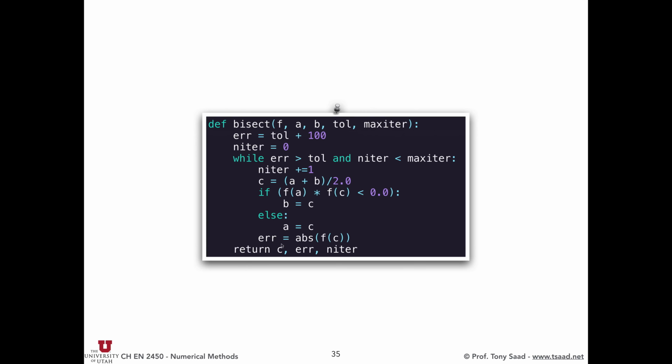And then calculate the error, which is the absolute value of f of c, and then return the root itself, the error, and the number of iterations.